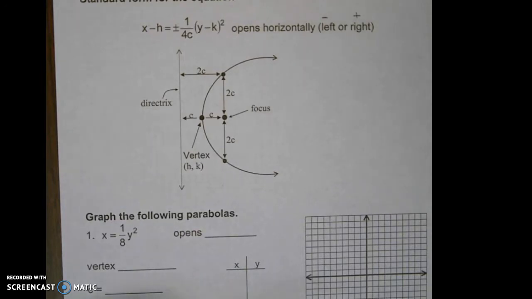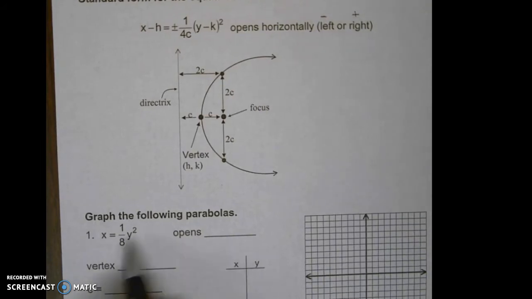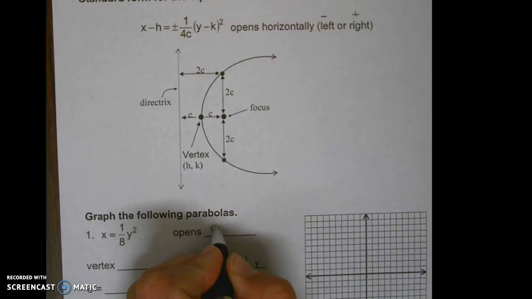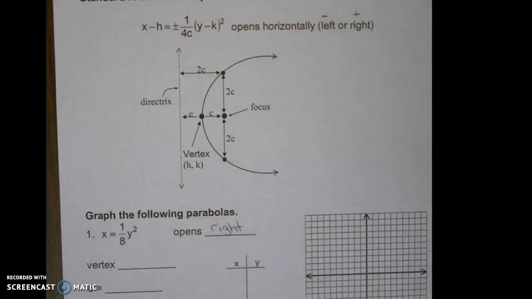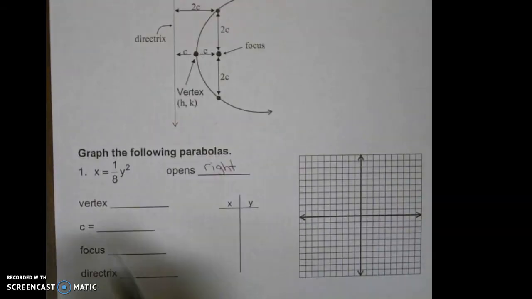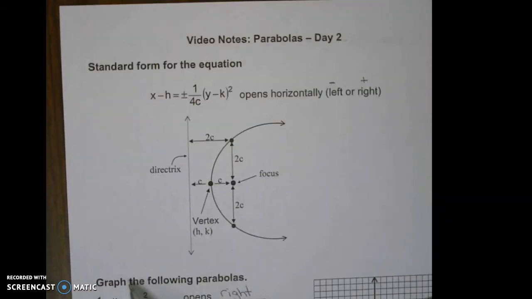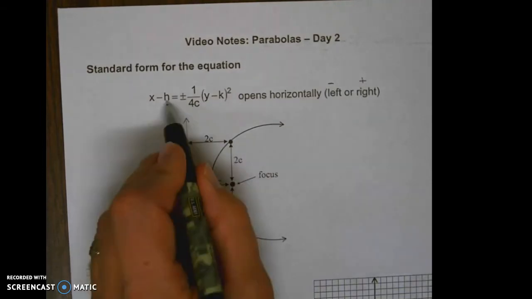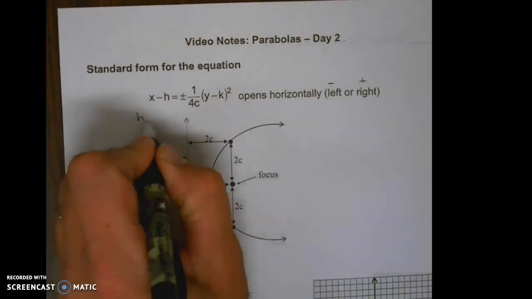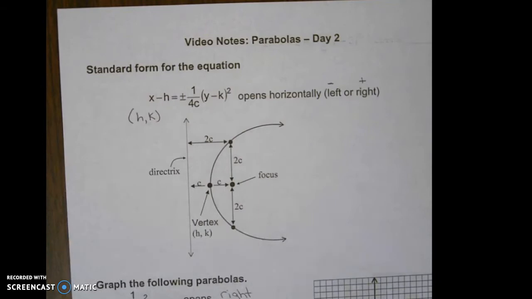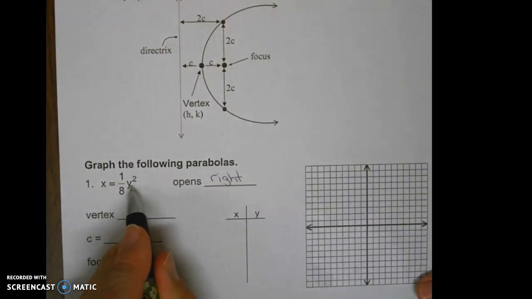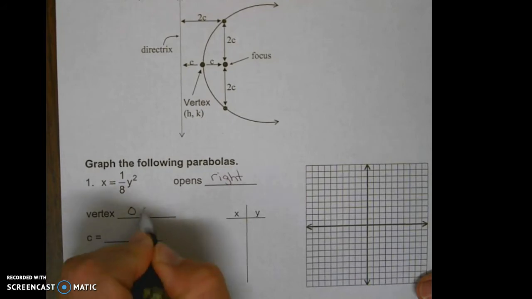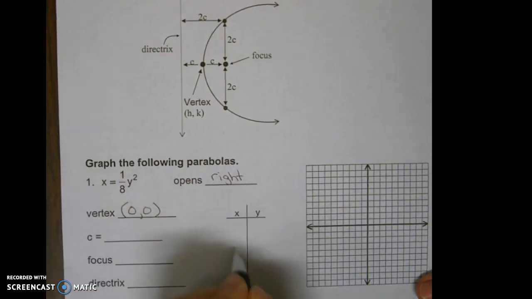Okay, so number 1. Our a value is positive 1/8, so this is going to open to the right. Our vertex is going to be h, k. So in this case, 0, 0. So our vertex is at the origin.